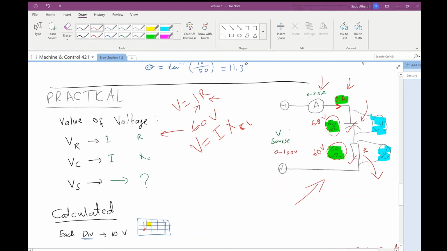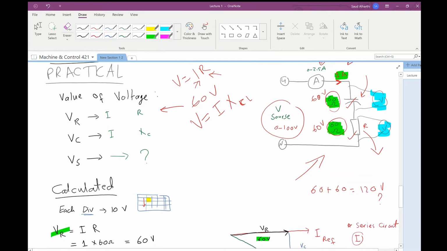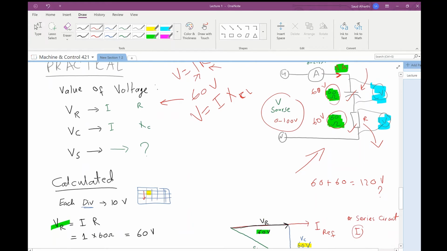Now, how can I figure out the source? Can I add them together? 60 plus 60 equals 120 volt. Is it right? Because we have an angle in the capacitive load here, this calculation will not be valid, because I have a phase shift between the current and the voltage in the capacitive load.